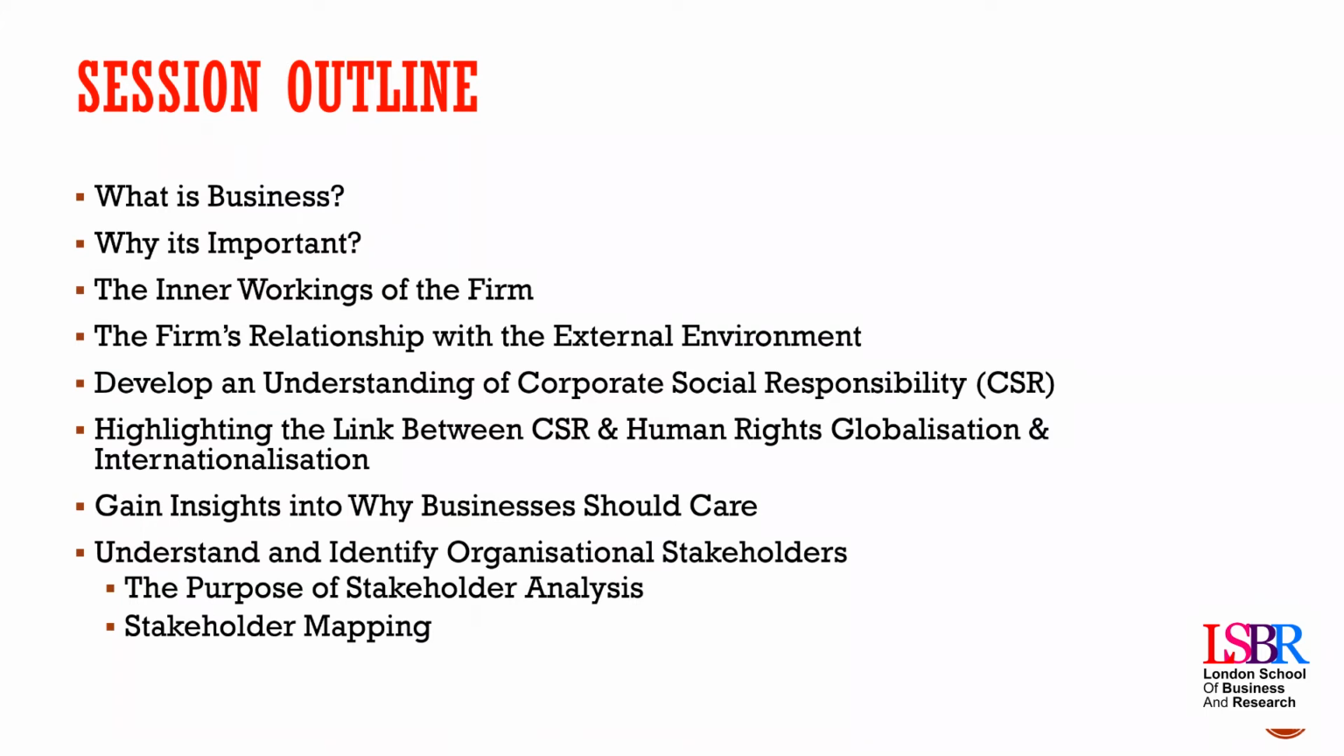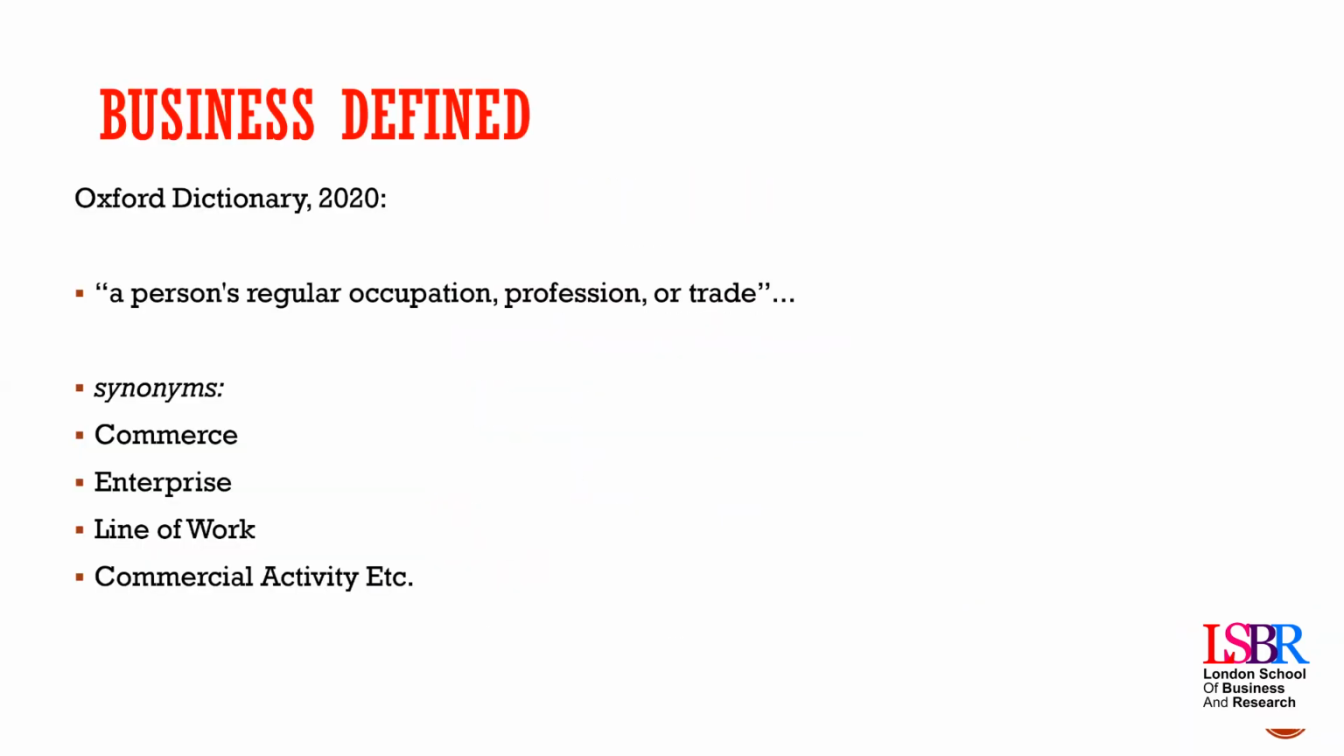We'll also understand a little bit about CSR, or corporate social responsibility, and tie that in with human rights and internationalization. And then finally, if anyone's attended the business ethics lectures that I also do, you will know a little bit about why businesses should be caring about these concepts, and how organizational analysis through stakeholders and stakeholder mapping is fundamental to understanding the environment of a business. So that's a very quick walkthrough of the key elements of today's class. Without further ado, let's get started.